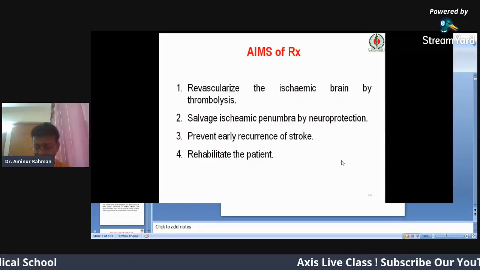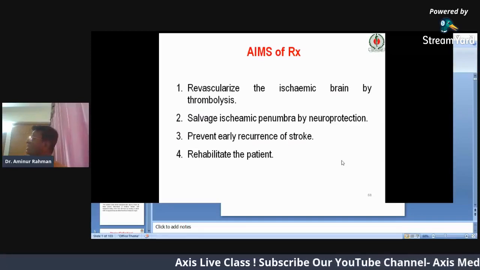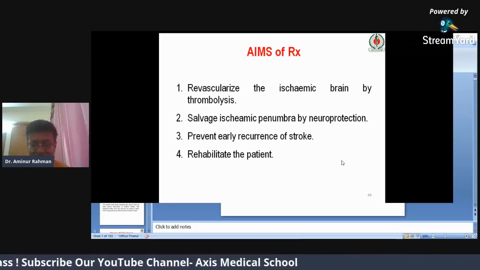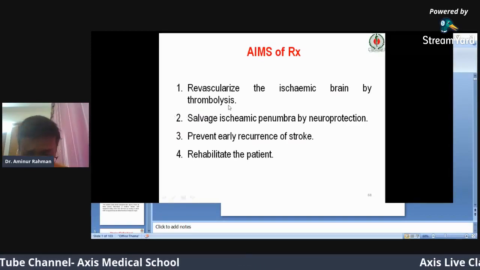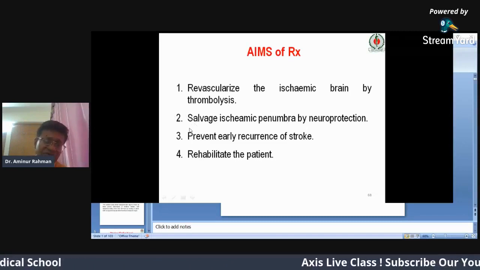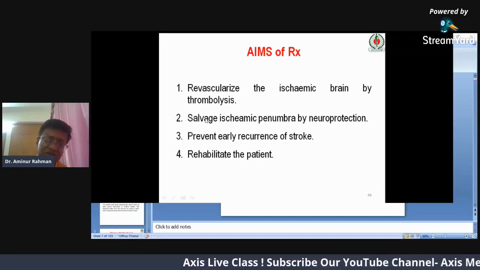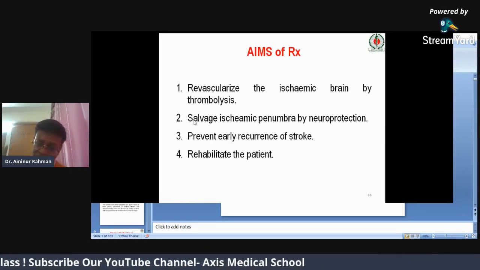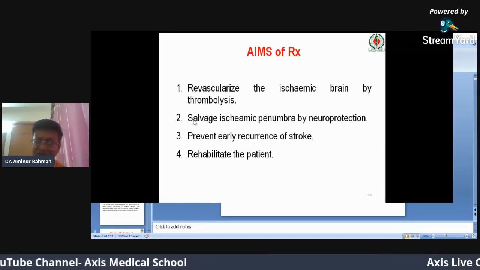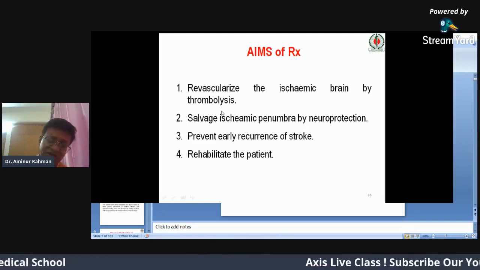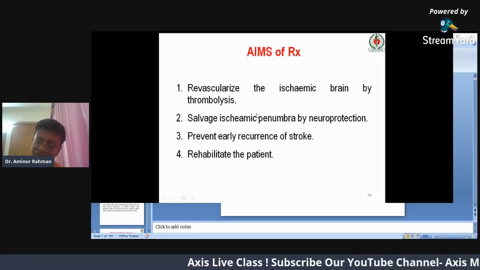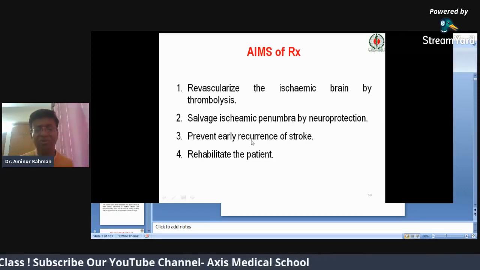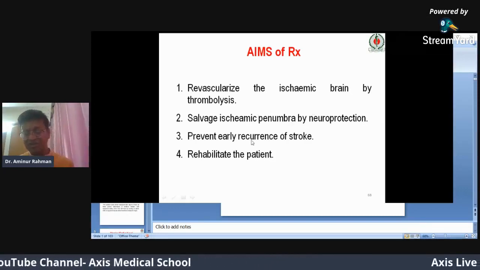Aim of treatment: our aim is to revascularize the ischemic brain by thrombolysis and salvage the ischemic penumbra. I told you about the ischemic penumbra before. The ischemic penumbra is very important for ischemic stroke. We are neurologists; our target is to save the ischemic penumbra, by neuroprotection, prevent early recurrence of stroke and rehabilitate the patient.